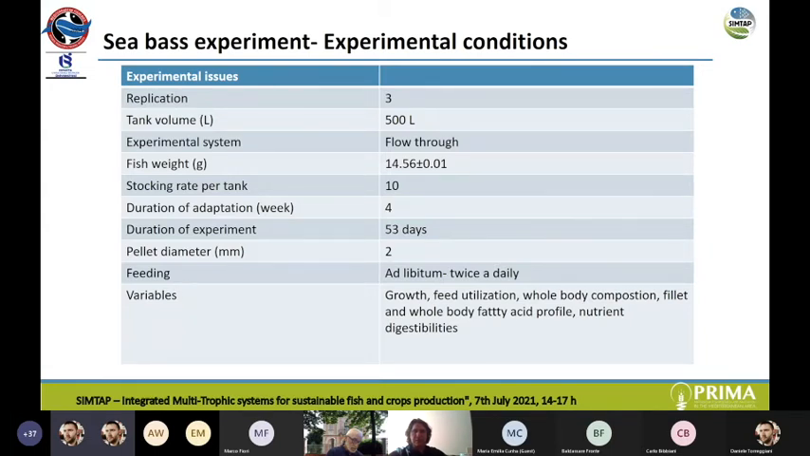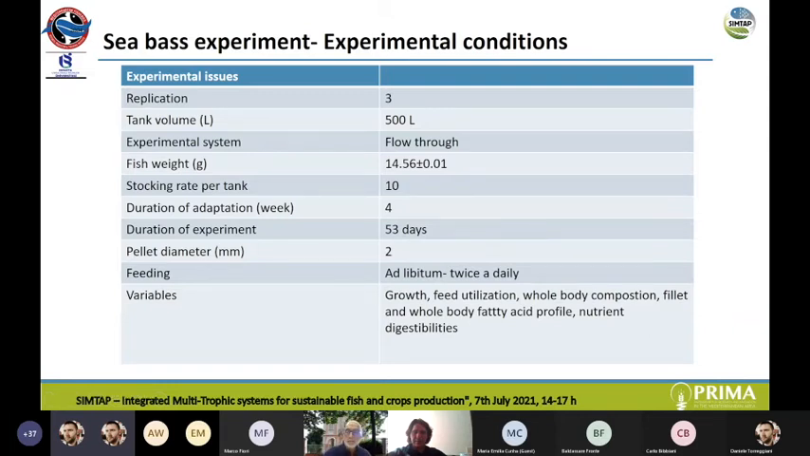We had to stock 10 fish per tank because feed material was very low, so we had to reduce the fish number as much as possible. We adapted the fish for weeks for the experiments. The duration of experiments was 53 days for CBAS experiments. Pellet diameter was 2 millimeter. We fed the fish ad libitum twice daily.